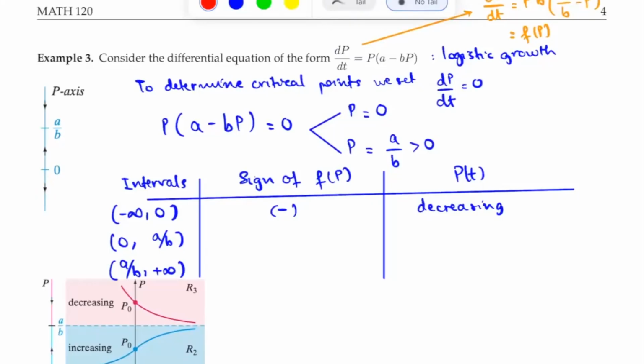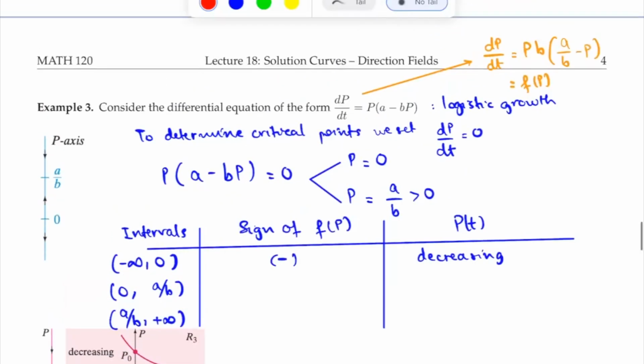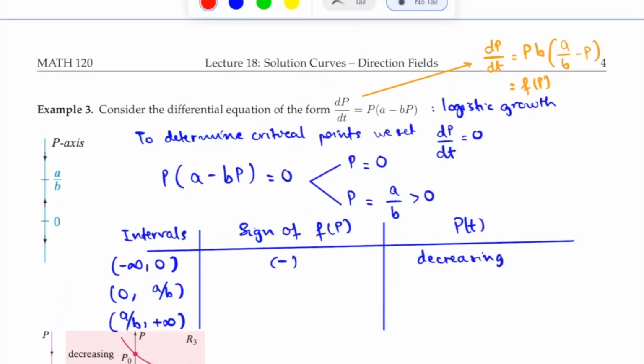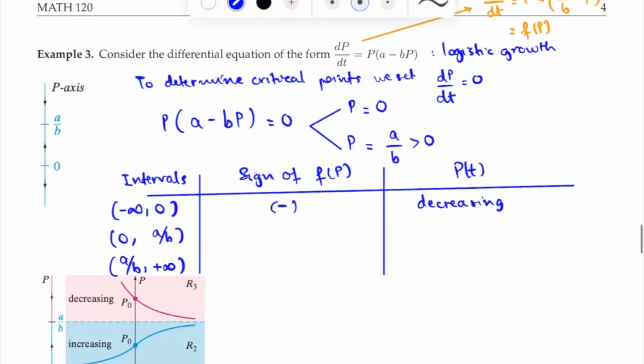Now in the second interval, between 0 and A over B, you have something that is positive but less than A over B. So this is positive, positive. So A over B minus P. Remember, P is something positive but less than A over B. So this term is positive. You agree with me on that? Okay. So altogether, the sign of f of P is positive in this interval. Because it's positive, the behavior of the solution has to be increasing. Hence, the arrow is pointing away from 0 and toward A over B.